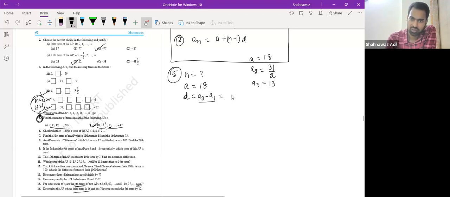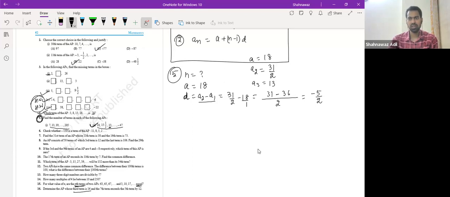So let us check that. 31/2 minus 18, right? So then this would be how much? We take the LCM, which is 2. So 2 divides 1, so this would be 31 minus 36. So this is minus 5/2. Right. Actually, I didn't know it was 31/2. I thought it's just 31.